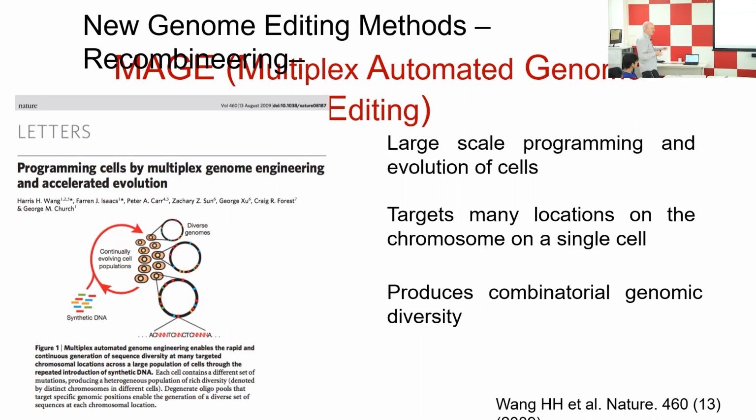Because imagine that you want to enter 200 mutations at the same time, but you are not sure which of the ones that you have there are going to be better for your purposes.